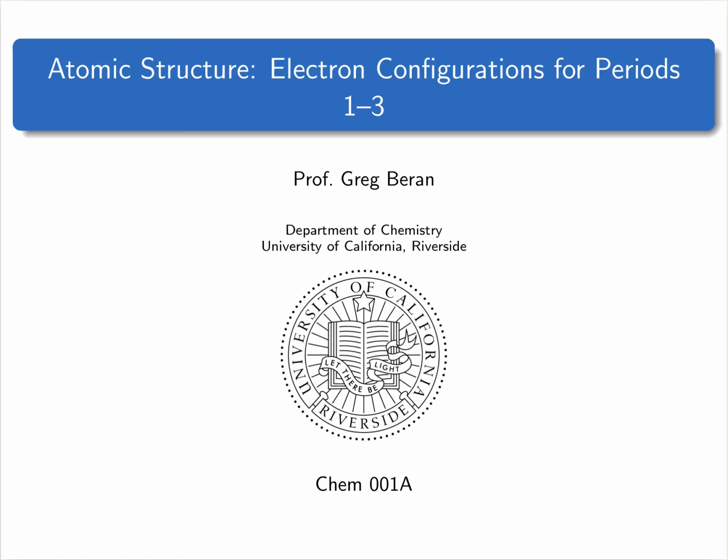In the last couple lectures, we've learned about the hydrogen atom, its orbitals, and electron spin. Now we're ready to discuss the remaining elements in the periodic table. So in this lecture, we're going to focus on the first three periods.